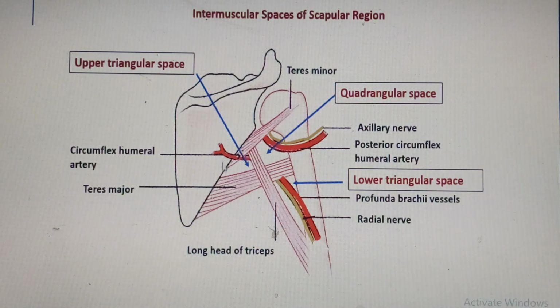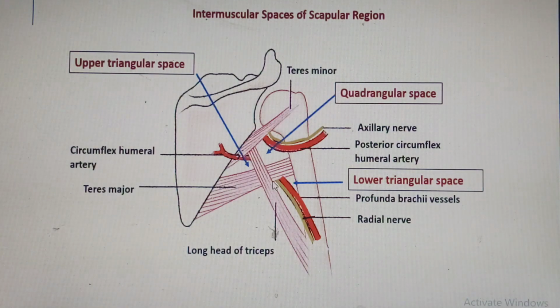Then we also have the upper triangular space. Upper triangular space is over here, and in this space we see the circumflex scapular artery as a content. Laterally, it is bounded by the tendon of the long head of triceps brachii, inferiorly by teres major, and medially by the scapula together with the teres minor muscle. So its content is the circumflex scapular artery.